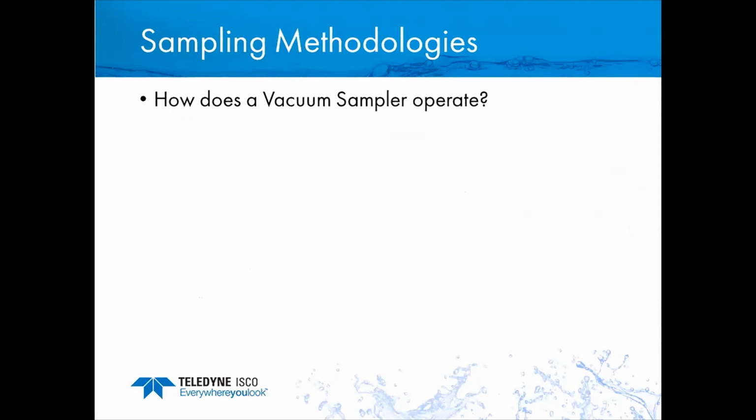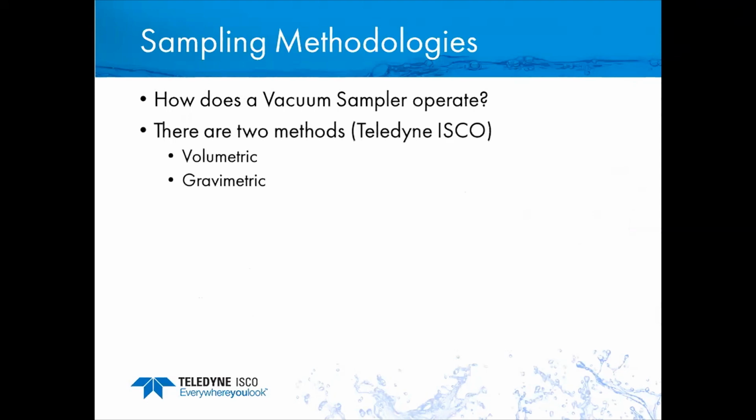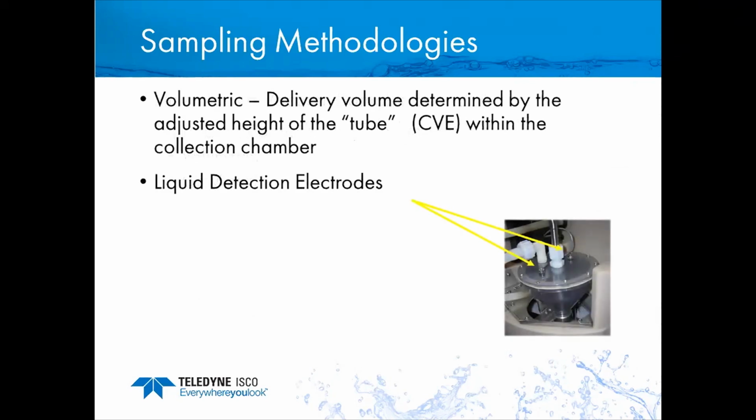How does a vacuum sampler operate? There are two primary methods provided by Teledyne ISCO. We offer a volumetric and a gravimetric option. The volumetric delivery method uses electrodes in the chamber to determine when the chamber is full, and then there is a tube that is adjusted to determine the amount of volume that is retained in the chamber and then delivered to the bottle.